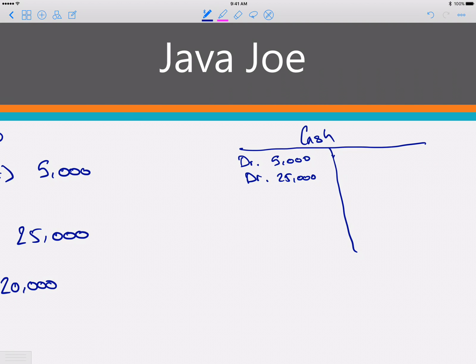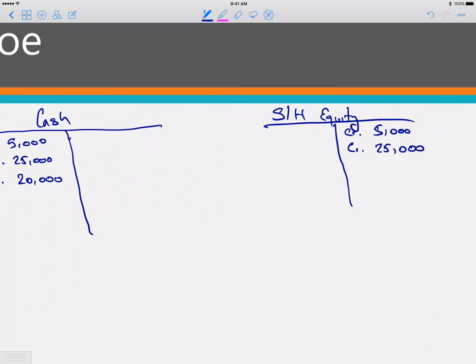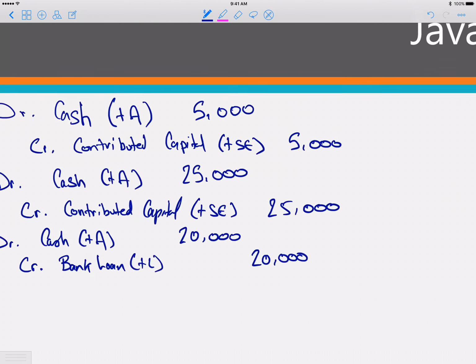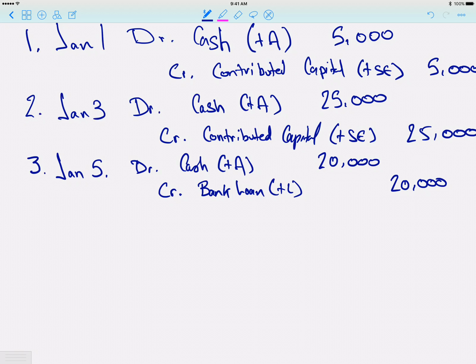So let's put this on our T accounts. So we debit cash $20,000, and we create another T account for our bank loan. All right, January 6th, Joe decides to prepay rent for the year. So January 6th, he is going to pay rent for the entire year of $12,000. Now, we are paying in advance, so this is actually an asset. So let's work this out together.